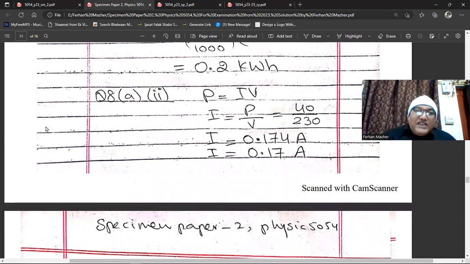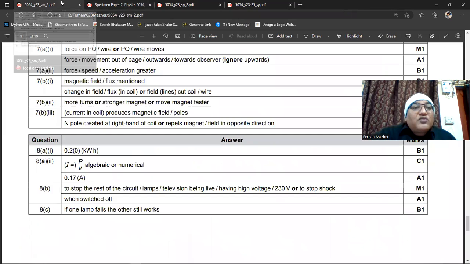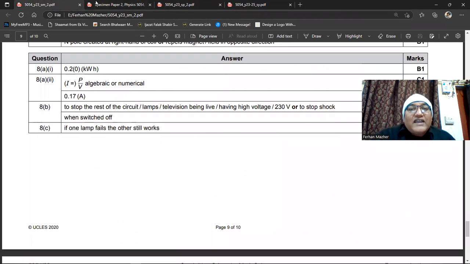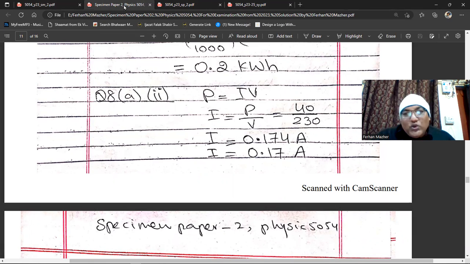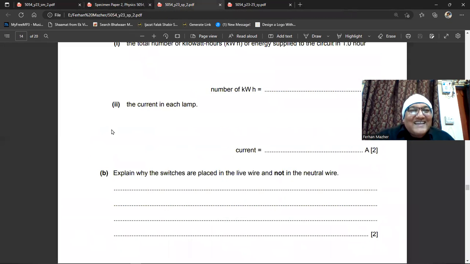Power is equal to IV. So I is equal to power divided by the voltage. The power of each lamp is 40 watt, and the voltage drop, because they all are parallel to the battery or the power supply, is 230 volt. So 40 watt divided by 230 volt, and that will be 0.174 ampere, which is 0.17 ampere in two significant figures. So for question number 8A, second part, 0.17 ampere is the right answer. Hopefully you understand what I am saying.